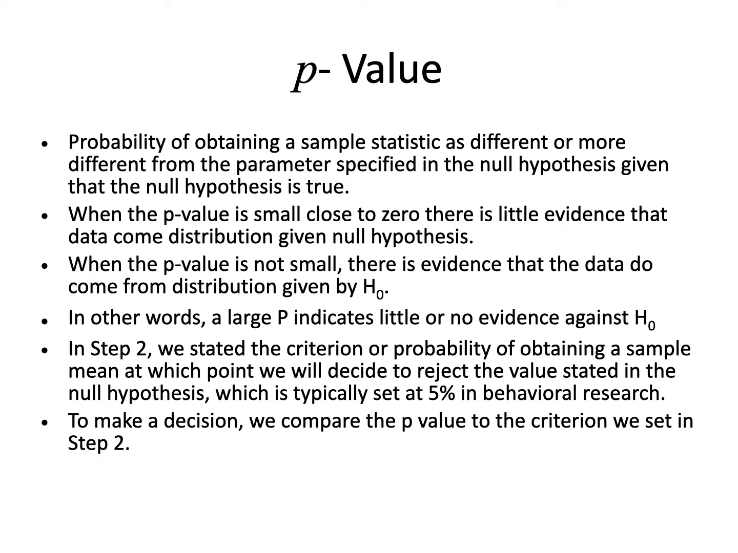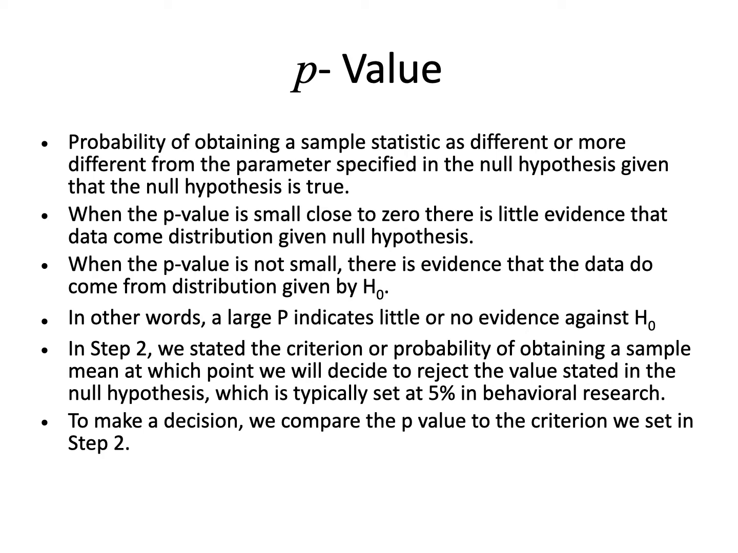And when the p-value is not small, then there is evidence that the data do come from the distribution given by the H0 or the null hypothesis. In other words, a larger p indicates little or no evidence against the H0 or null hypothesis.